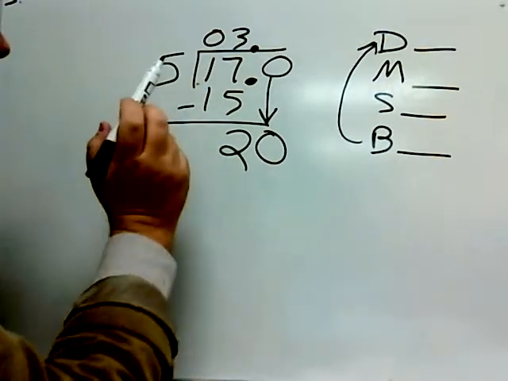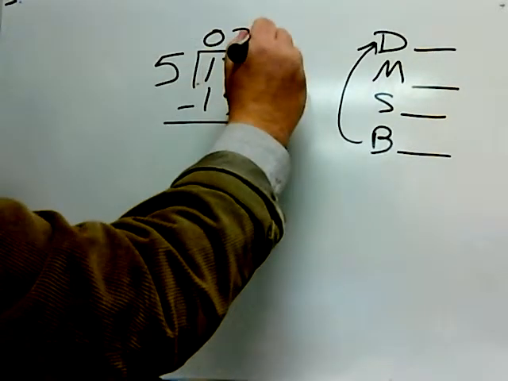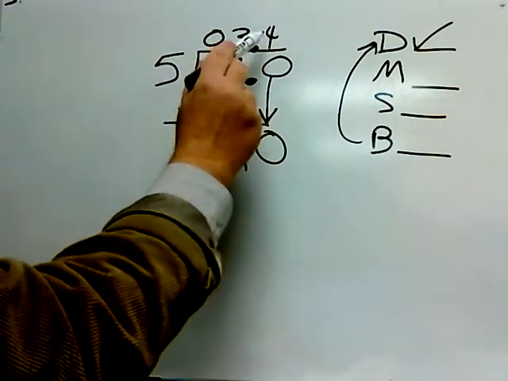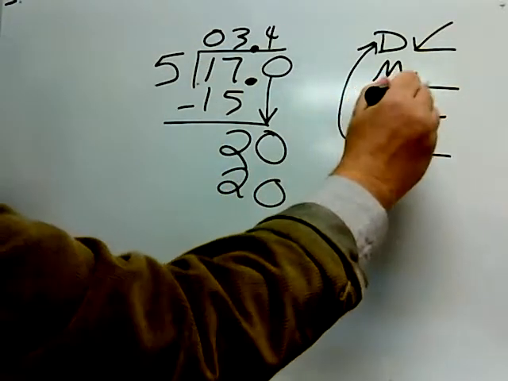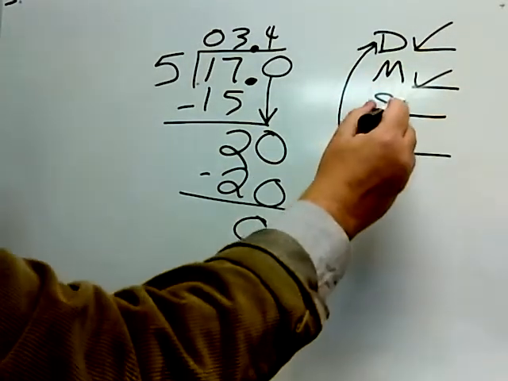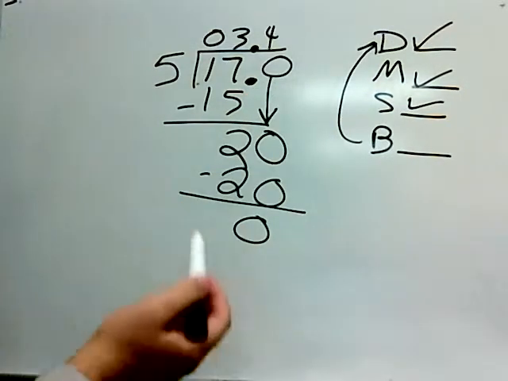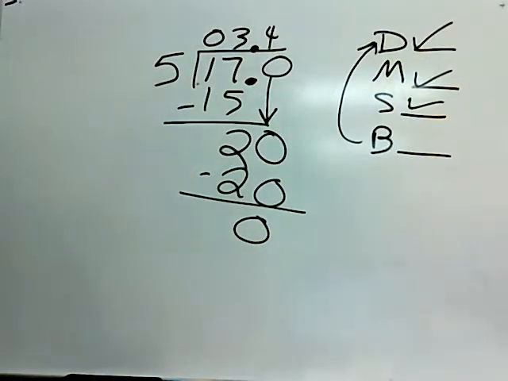Alright. I'm willing to bet that you got 5 into 20. You got 4 when you divided. Your next step is to multiply. 4 times 5 is 20. When you subtract, you would have gotten 0. And that's great. 0 at the end, and there's really nothing to bring down, so you're done. 17 divided by 5 is 3.4.